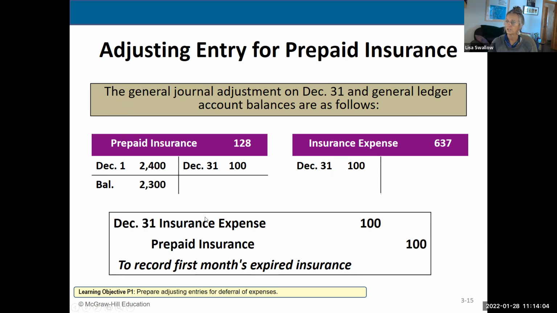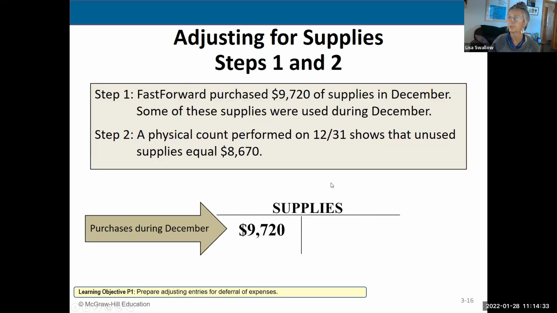Here's the actual journal entry. Once I've posted them to the accounts, the general ledger accounts, which again, we're just using T accounts rather than the big 6-column general ledger account that is indicated in your book. And at the end, my balance sheet shows $2,300 in the asset account. Well, that's right, because I've used up a month. And my P&L shows 1 month of insurance expense, which is correct. That will be matched against the revenue earned in that month.